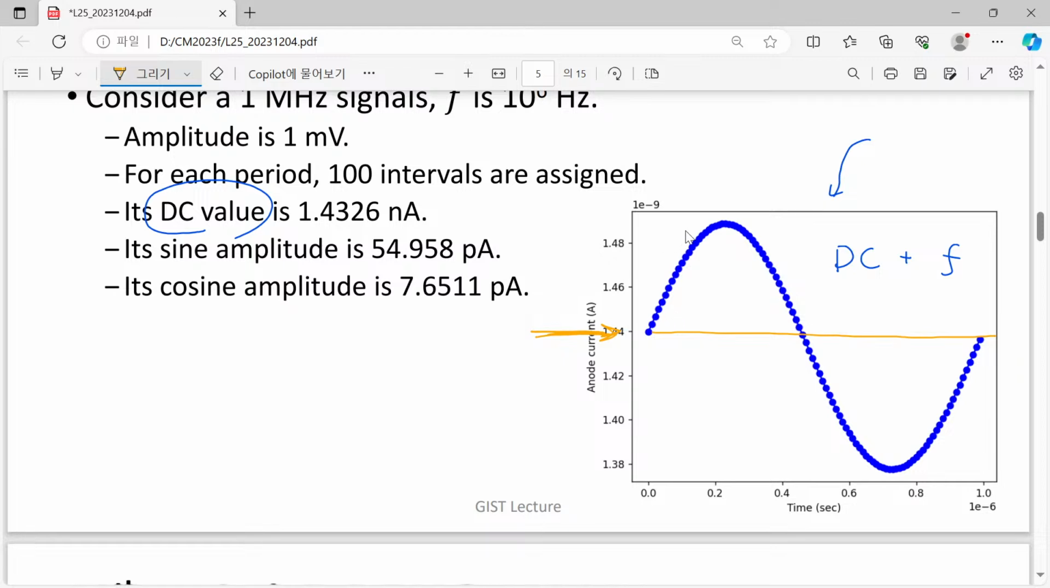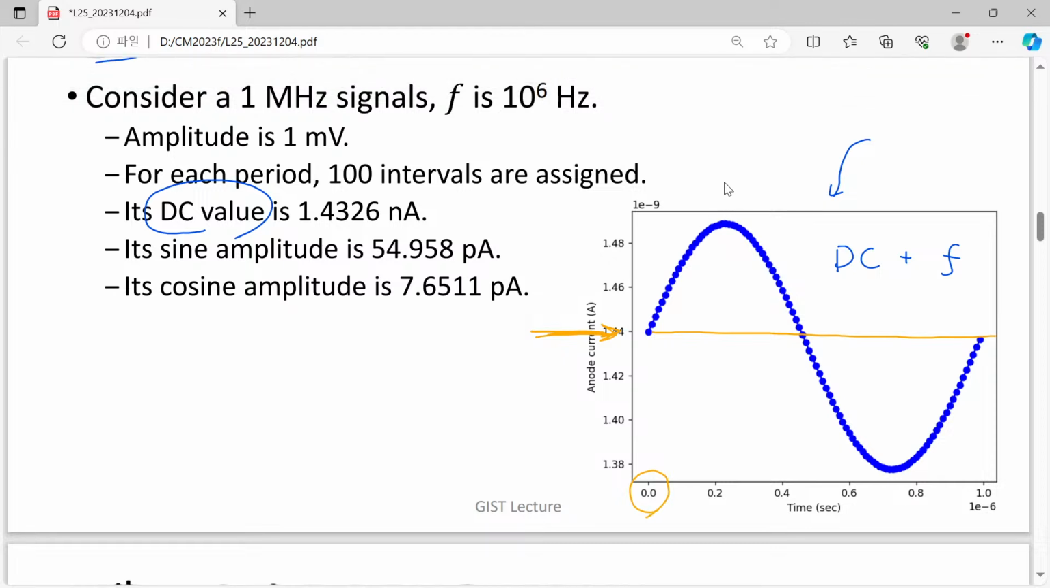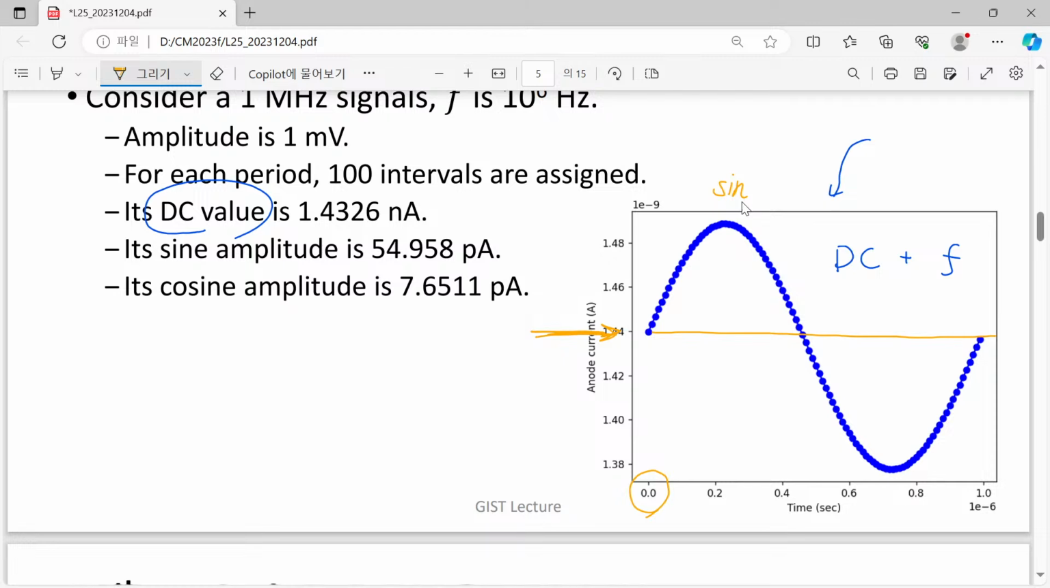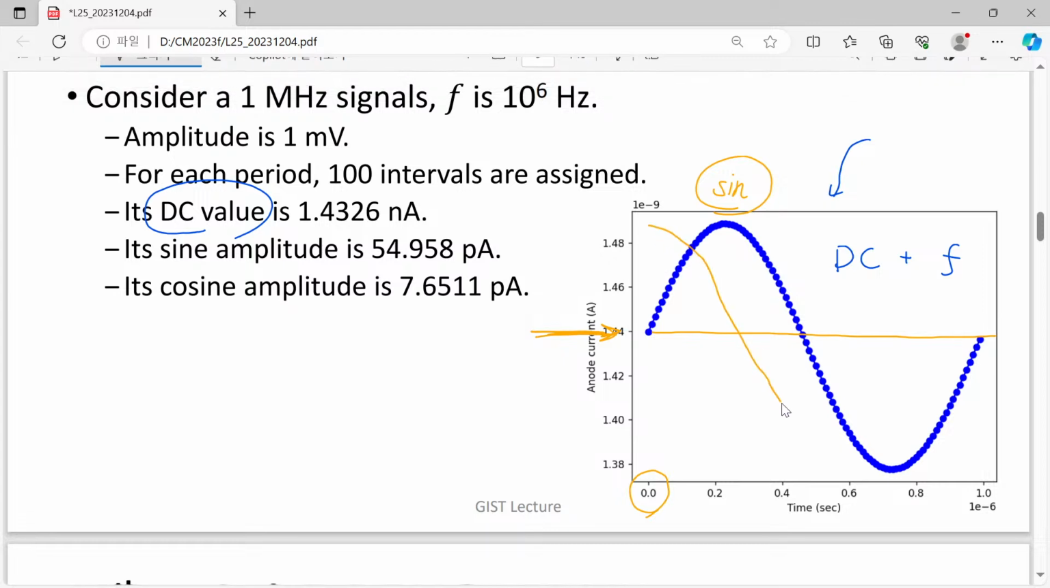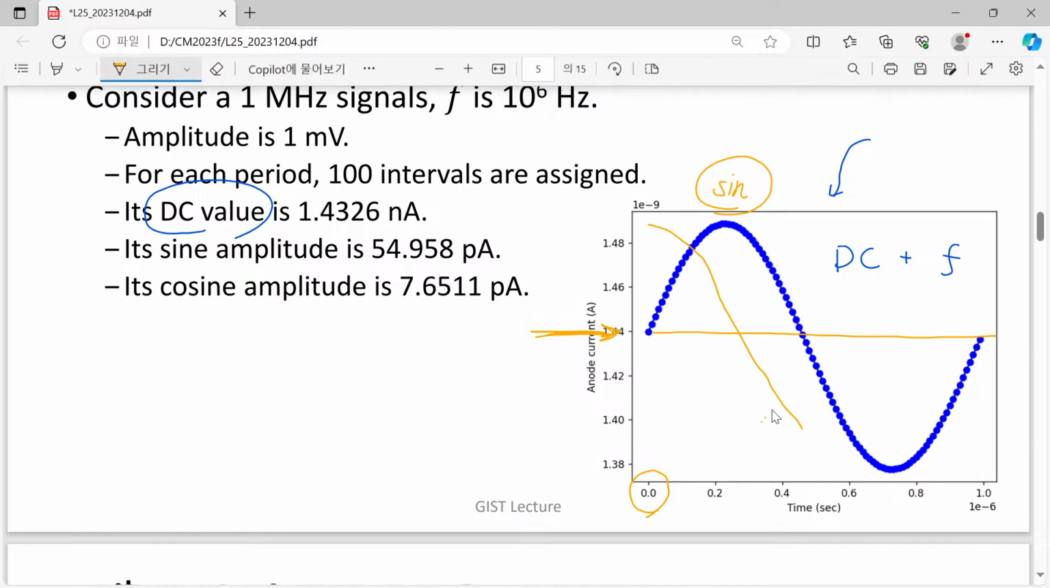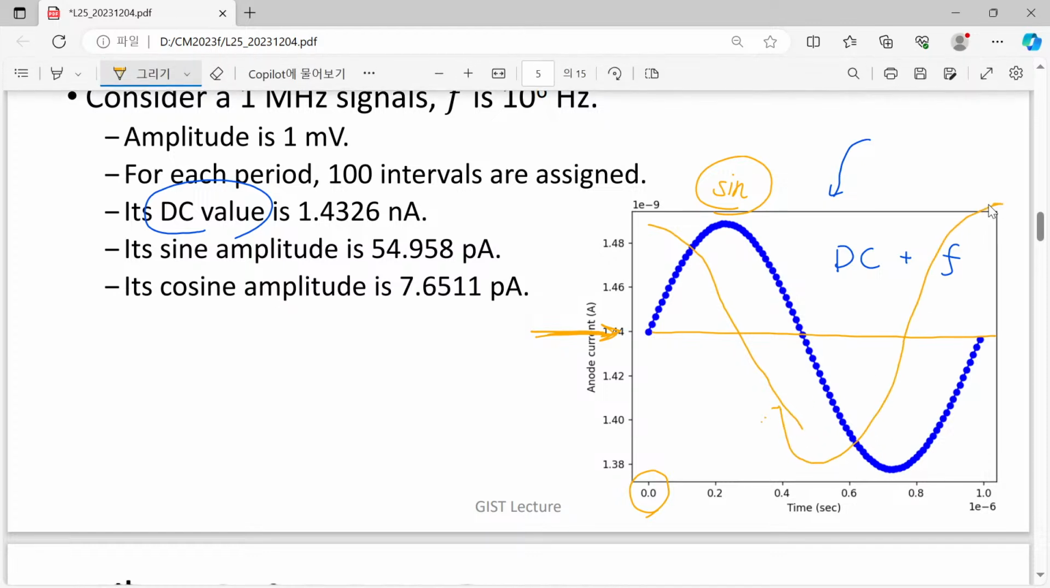And how does it look? Is it synchronized with a sine signal or a cosine signal? If this is time equal to 0, then certainly you can see that this signal has a strictly dominant sine-like component. If we had a cosine-like component, then it would look like this. Okay, so are you with me?